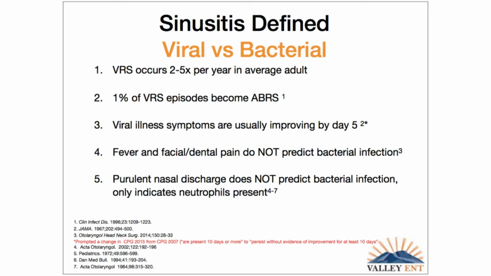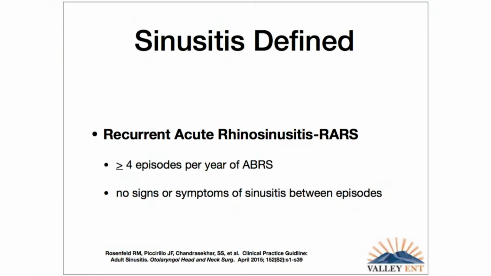And purulent nasal discharge does not predict bacterial infection. You can get that with viral. All it means is there are neutrophils in the mucus. It doesn't mean that they have bacteria just because that discharge is really mucopurulent. Recurrent acute sinusitis, again, is greater than 4 episodes per year. We'll talk about that later in the talk.